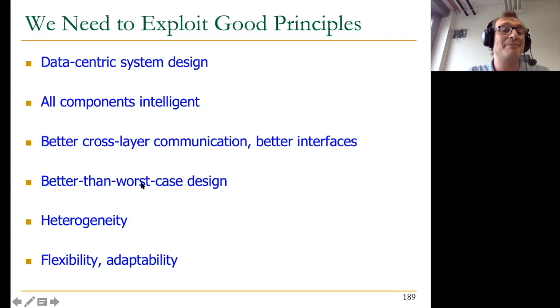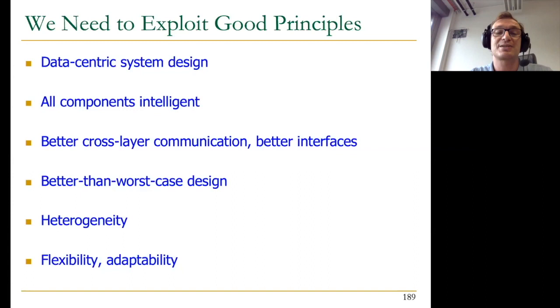For example, in DRAM, the worst case assumption was refresh, right? We need to refresh everything every 64 milliseconds or 32 milliseconds. But a better than worst case design questions that assumption and does the refresh in a way we discussed in the memory refresh, memory data retention lectures.